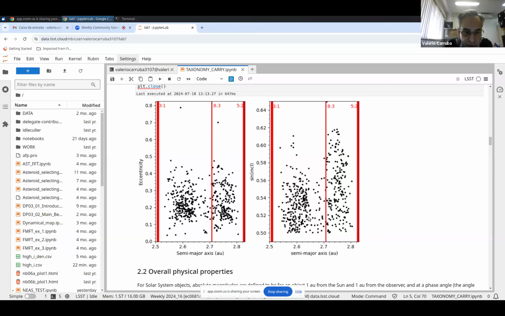Or you can actually get tables from published data, but that won't work for simulated DP03 data because these are not real objects; these are simulated data. So the best way would be just to do your simulation, get the proper element, and then upload the table.